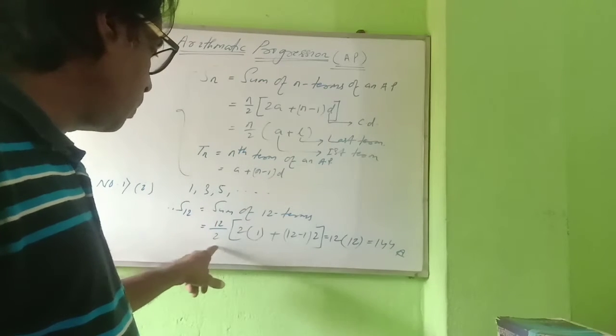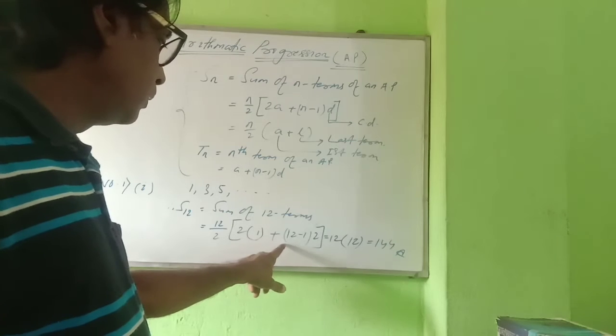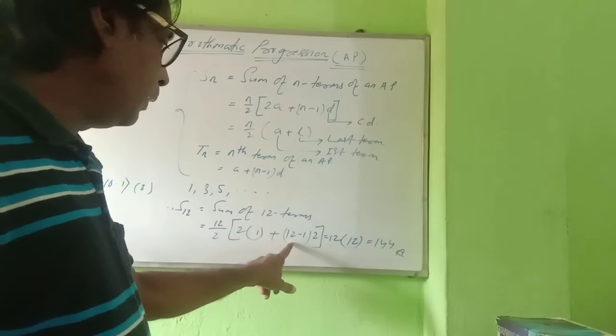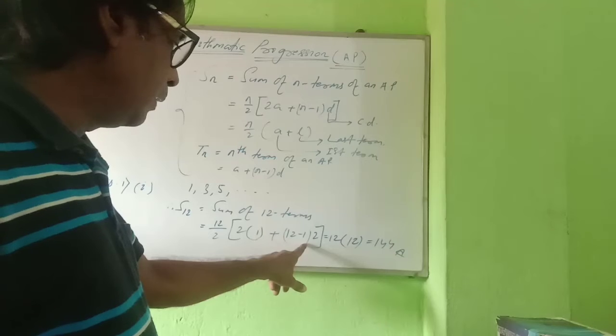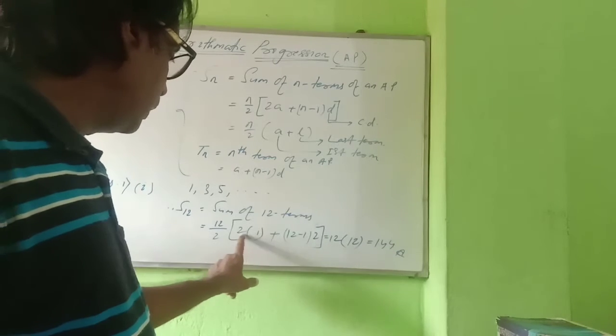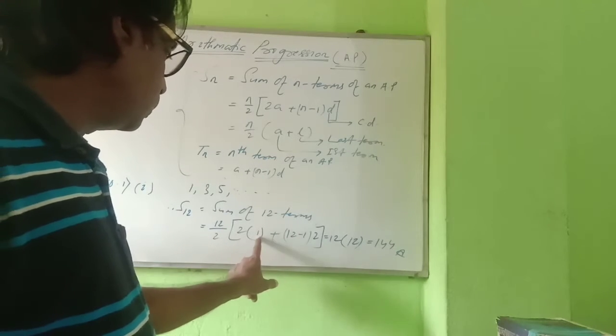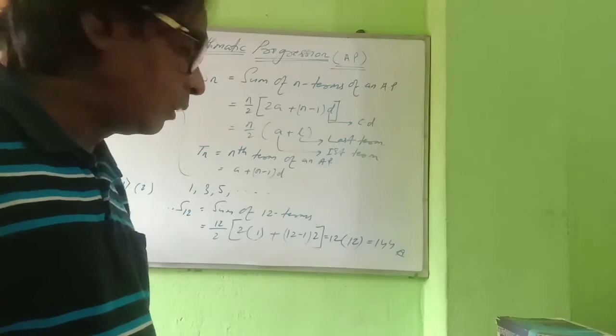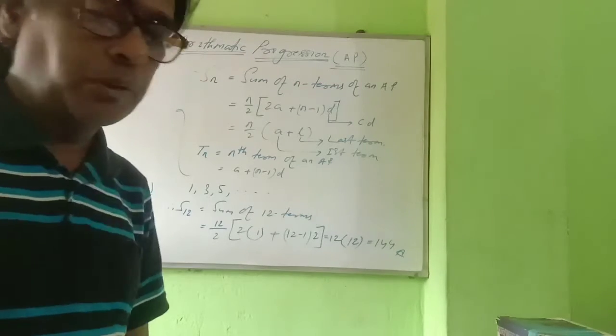The formula is 12 by 2 [2a plus (n minus 1)d], where a is 1 and n is 12, 12 minus 1, that is 11. I have taken 2 common and cancelled out. 11 plus 1, 12, 12 into 10, 120. This is the answer of number 1, first part.